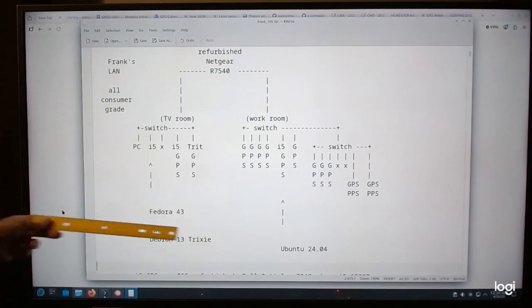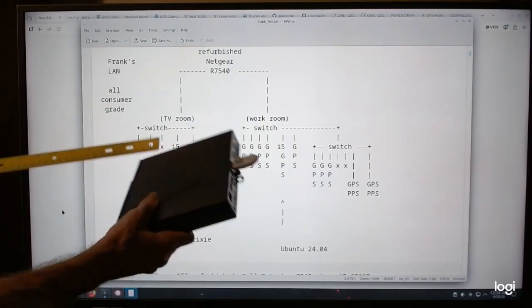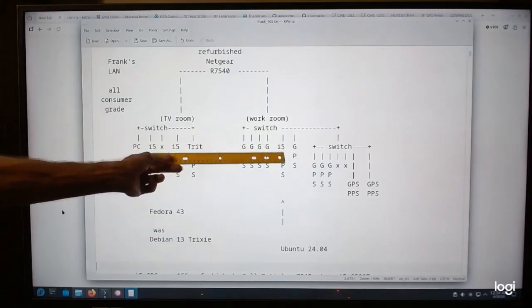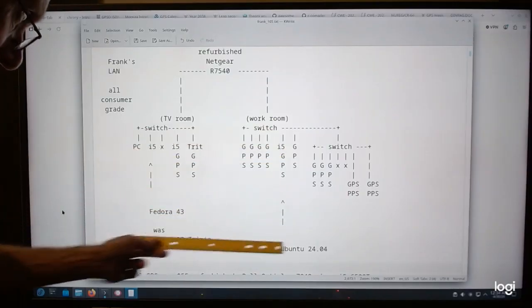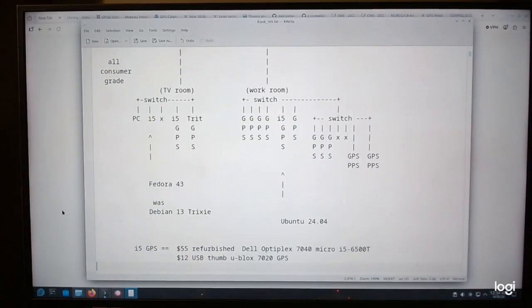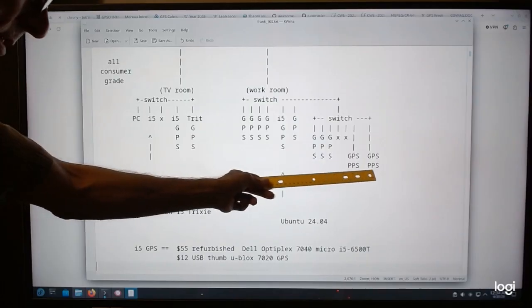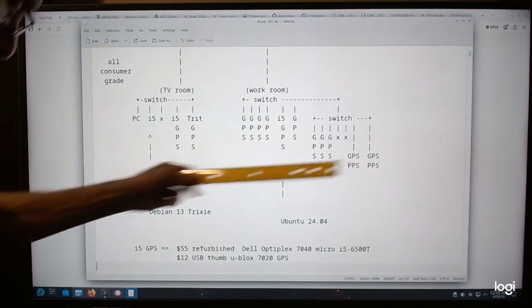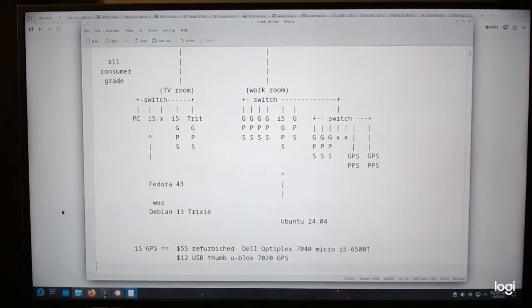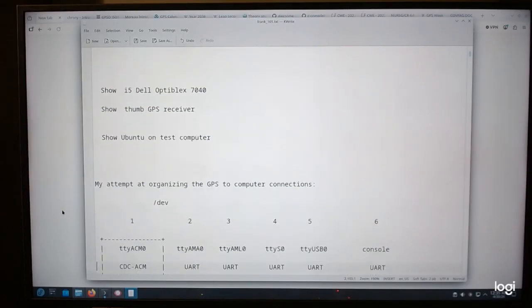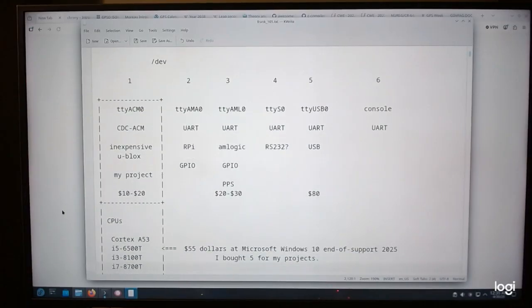Now, for the GPS thing, I've got my GPS. It's over there in my workroom, and it's running Ubuntu. I do have some pulse per second GPSs over there for timing. Let me get back over here. This is kind of a sketch here.